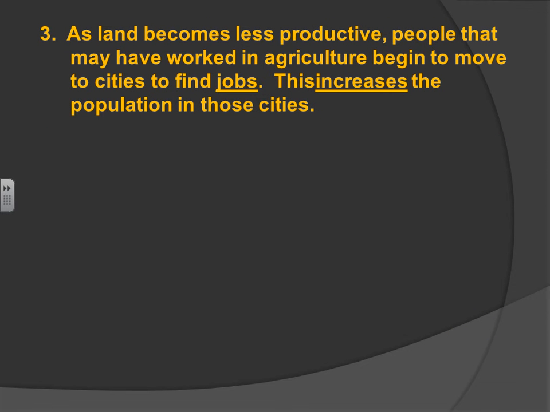Number 3, as land becomes less productive, in other words, if we keep using it over and over and over and we don't find a way to make it more fertile, it'll eventually wear out. So as land becomes less productive, people that may have worked in agriculture begin to move to cities to find jobs. So now the land isn't productive enough to give us the food we need.